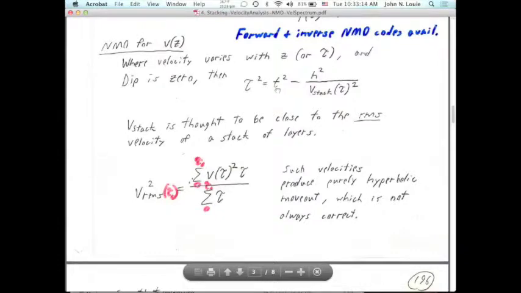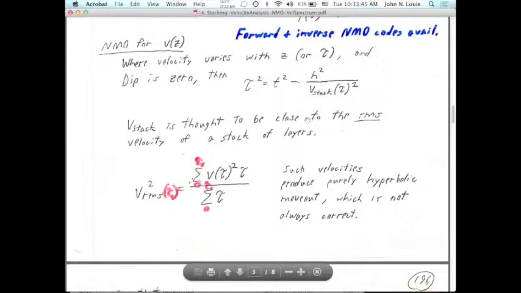We have tau squared equal to t squared, as we did before, minus h squared over not just v, but something I'll call the stacking velocity or the NMO velocity, which depends on tau. So the velocity depends on tau, and of course that's squared. And this is what's actually implemented in all the NMO correction codes.